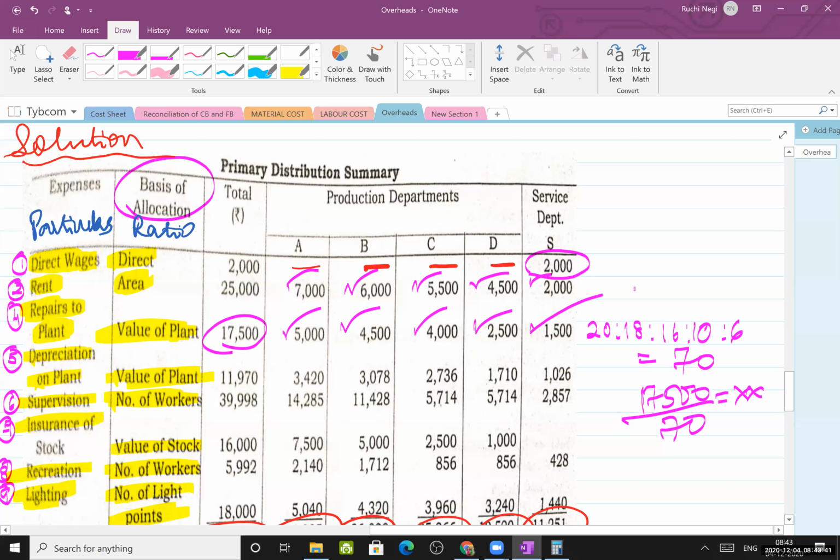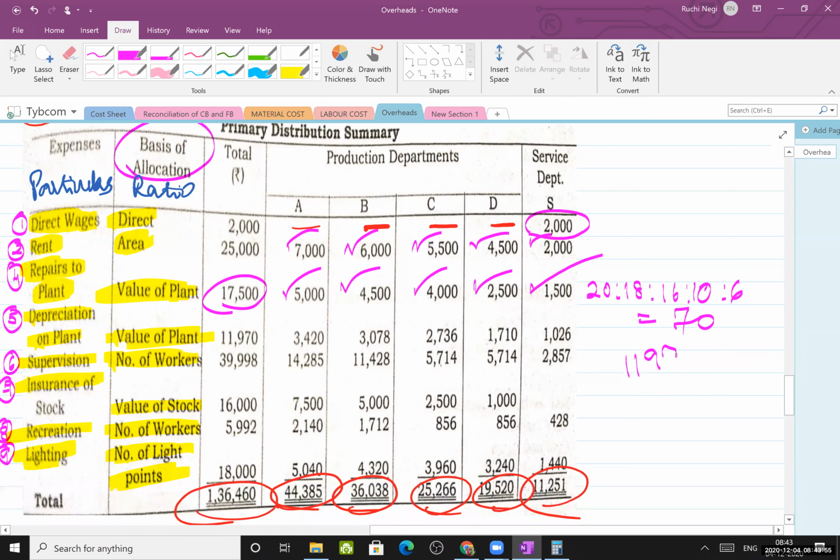Okay, so this is what you are going to do for every step. Same way you will do it for depreciation and plant. The base of both is the same. Again same thing, 11,970 divided by 70. This will give you answers very quick, students. Equal to multiplication sign 2 times.